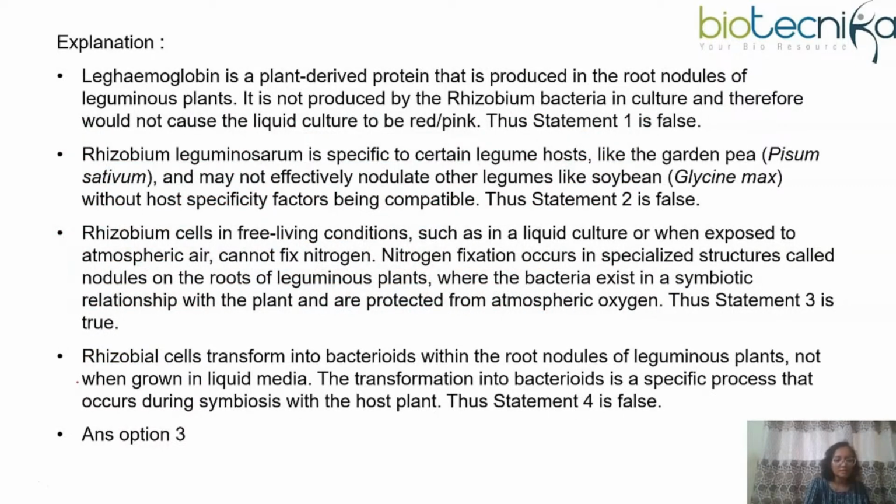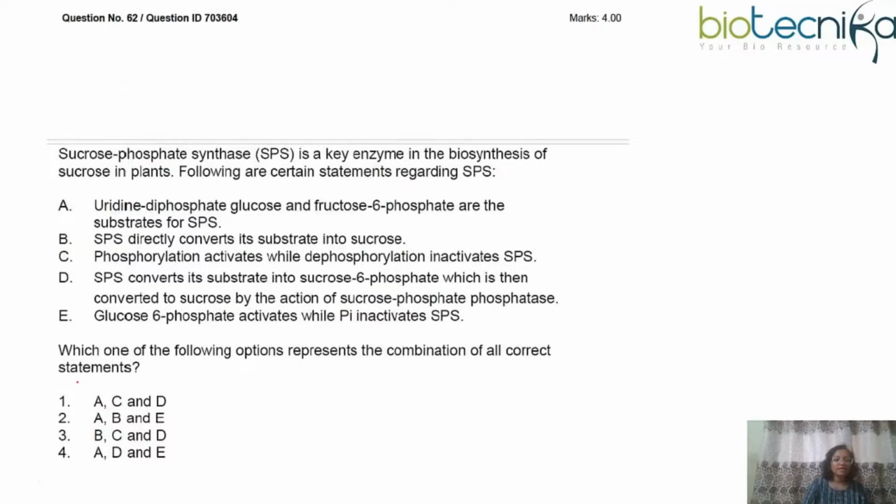Yes. Now the same explanation is given here. You can read through it later. Okay, next question. This is also related to photosynthesis in plants. Now, sucrose phosphate synthase is a key enzyme in the biosynthesis of sucrose in plants, and following are some statements given regarding this enzyme SPS. Now, which one of the following options represents combination of all correct statements?